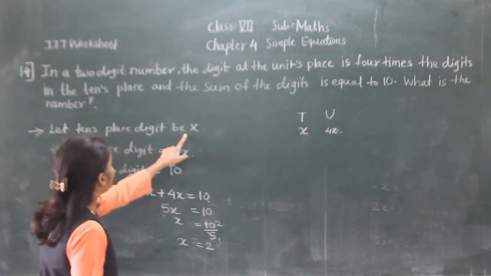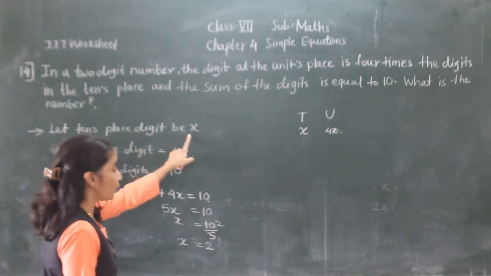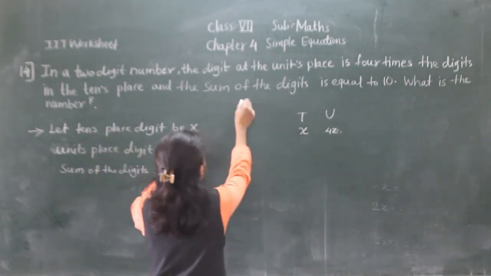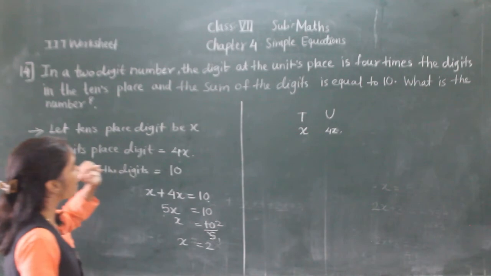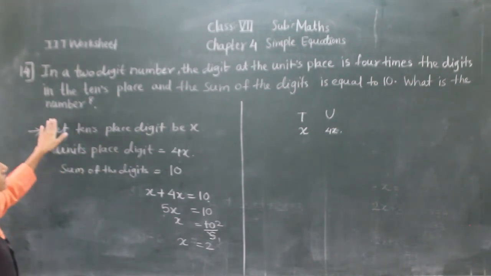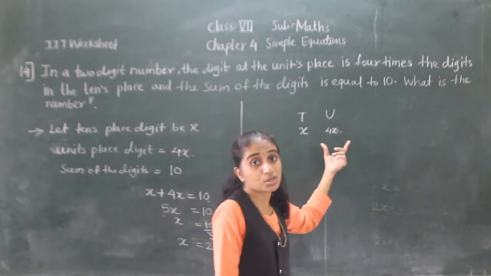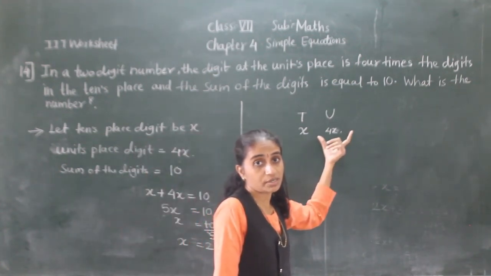Tens plus digit we got 2. Now what is asked in the question? What is the number? So which number is it?